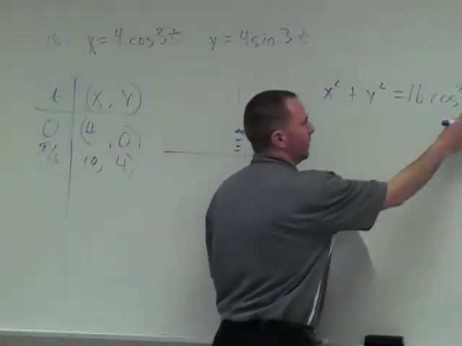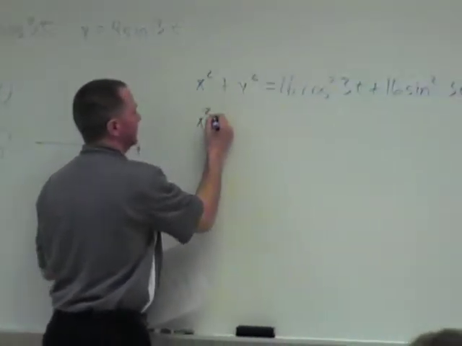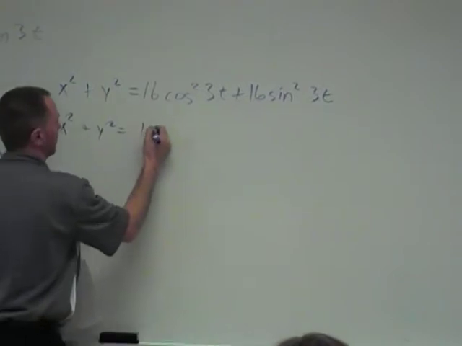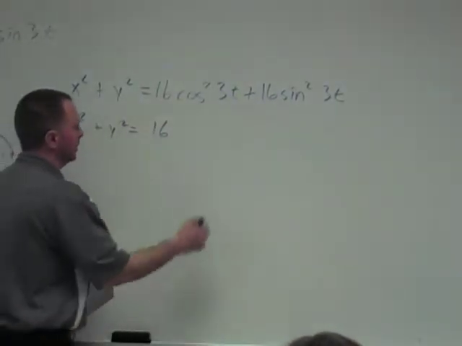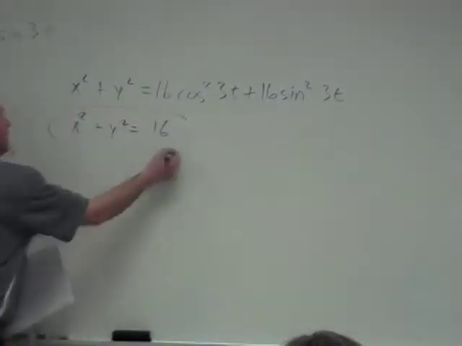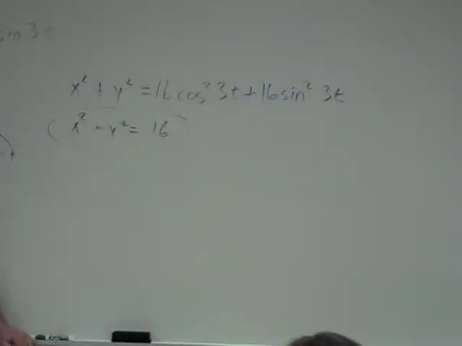So what do I have here? If I factor out a 16, what is cosine squared plus sine squared? 1. 16 times 1 is just 16. There is my rectangular equation. So we eliminated the parametric part, the t part.